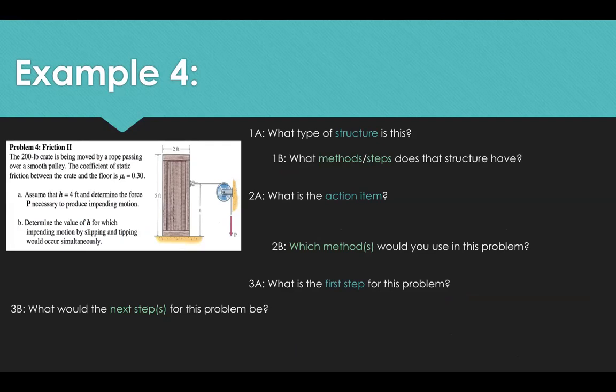Friction. What gave it away? Was it friction 2? Probably. What methods and steps does this structure have? Or this problem, I guess, have?